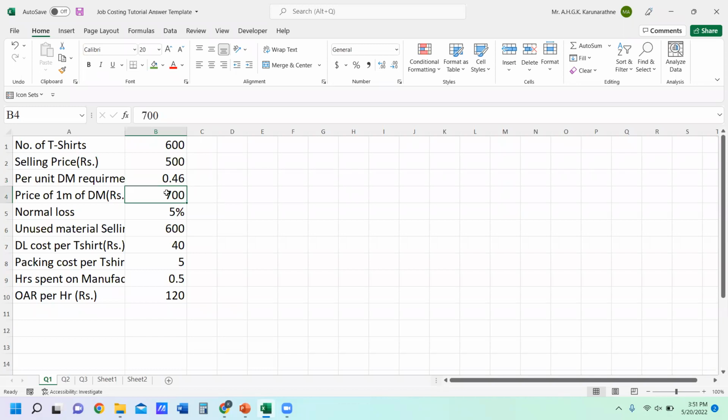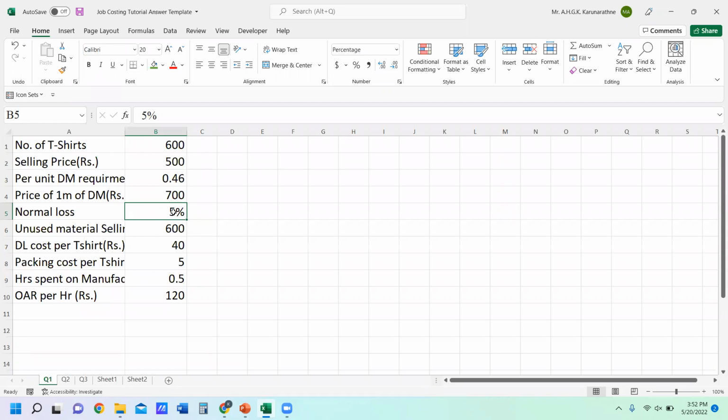1 meter of material costs 700 rupees and the normal loss is 5%. So what is meant by normal loss? Normal loss means the losses that are inherent to the manufacturing process. It is common to all the manufacturers. It is inherent to the manufacturing process and it is inevitable even under efficient production setups.